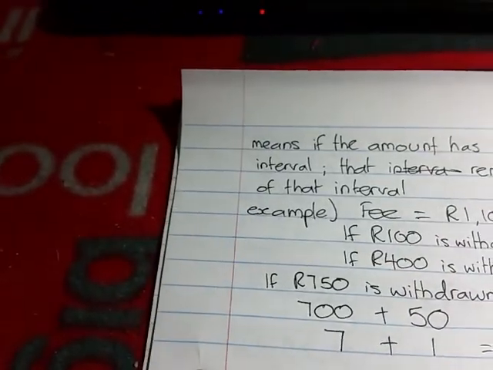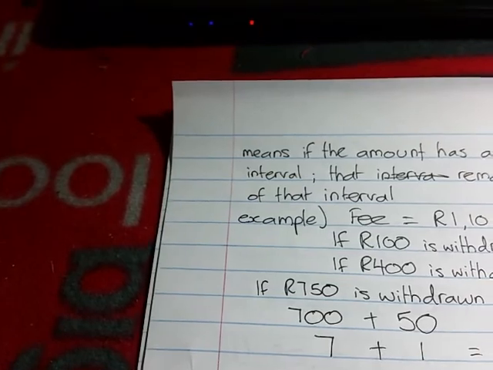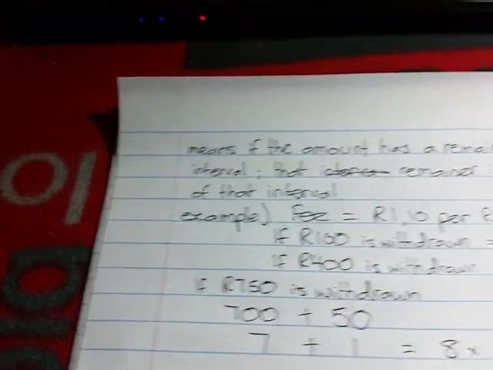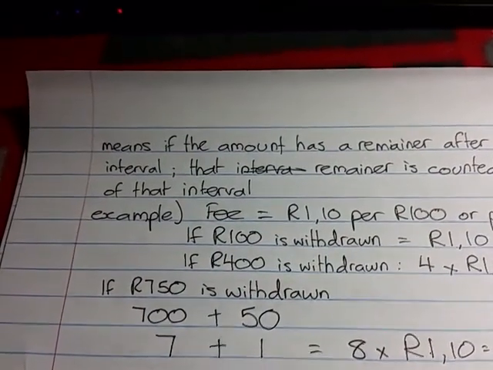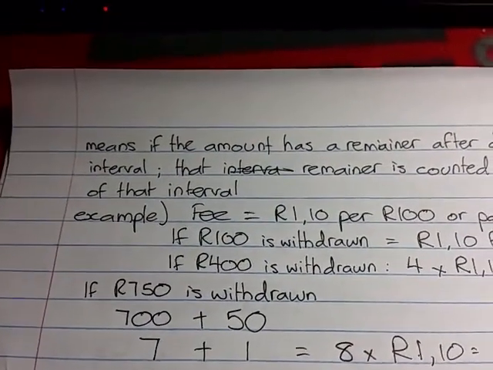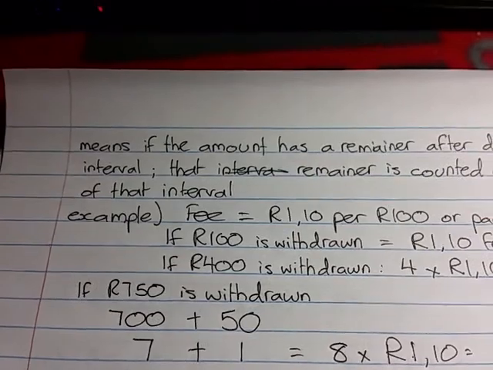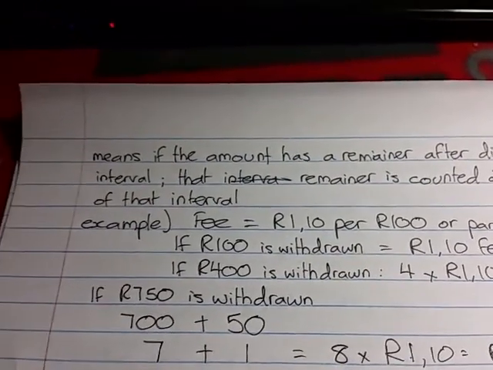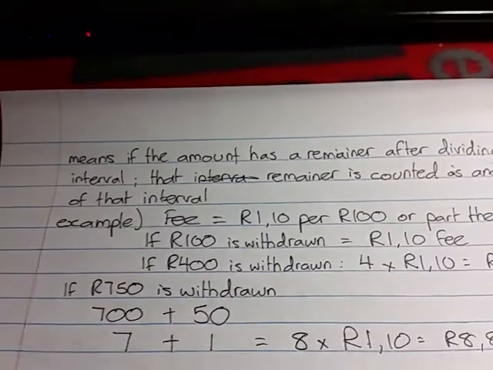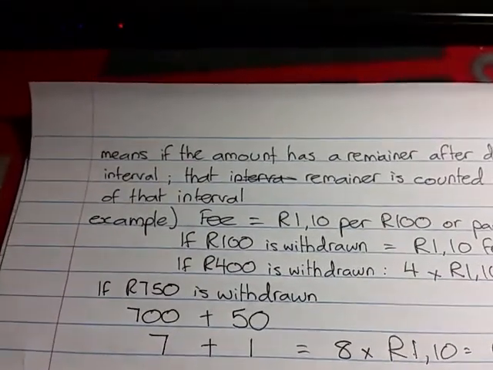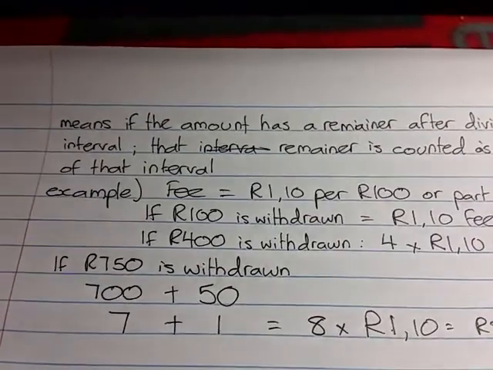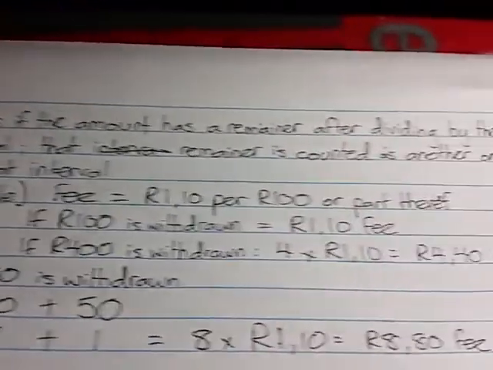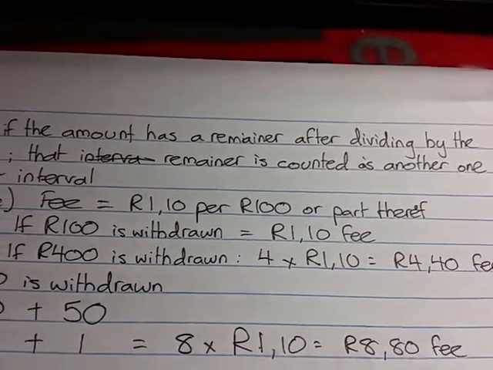So with that, the fee would not be 7 times 1 rand 10 cents, it will be 8 times 1 rand 10 cents. That 50, that extra bit, pushes it into the next interval. So the fee would be 8 times 1 rand 10 cents, giving you an 8 rand 80 cent fee.